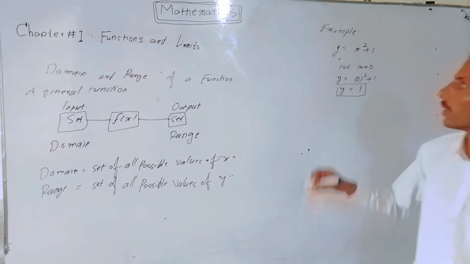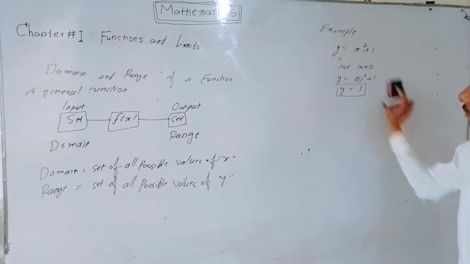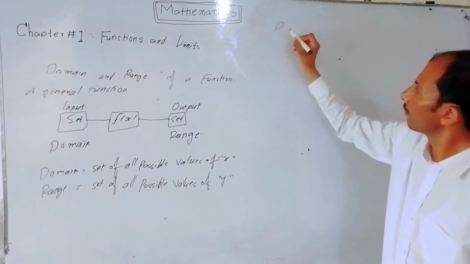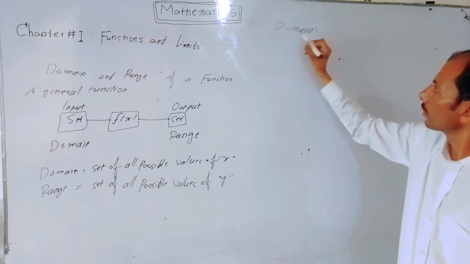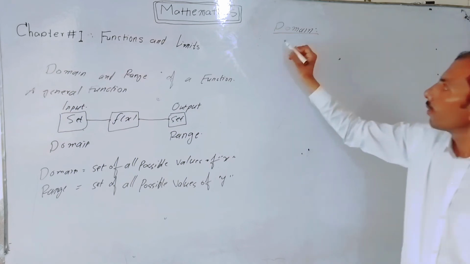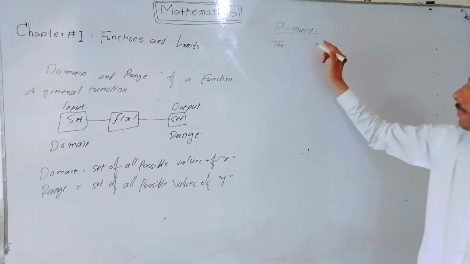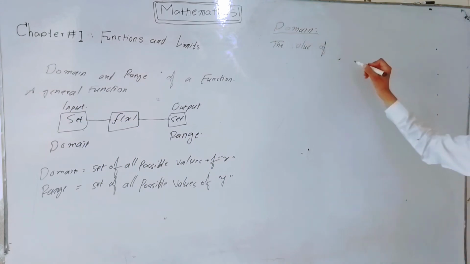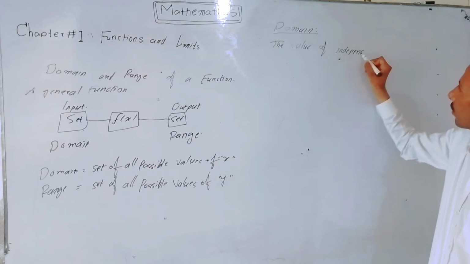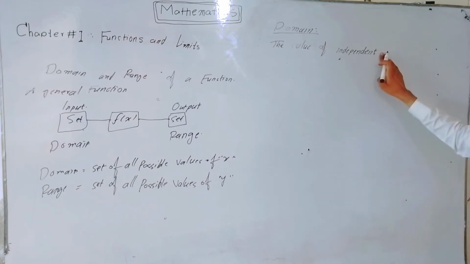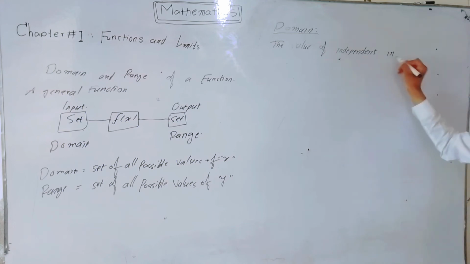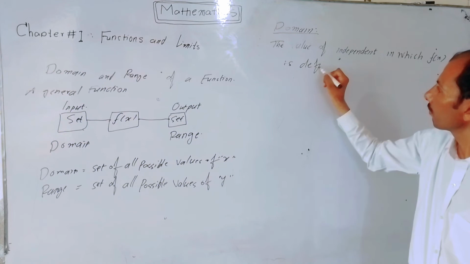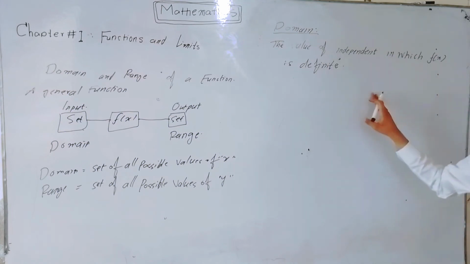Definition of domain: the values of the independent variable for which f of x is defined. Example.